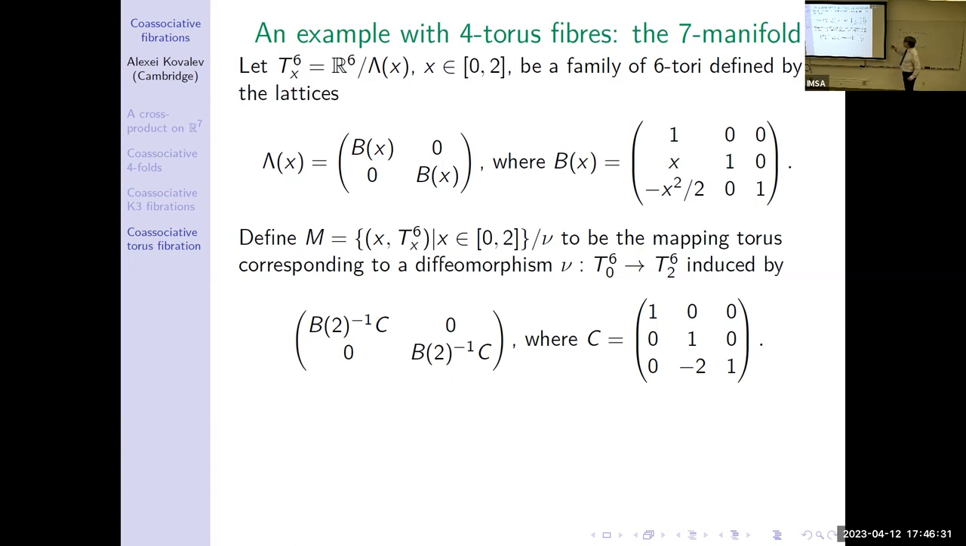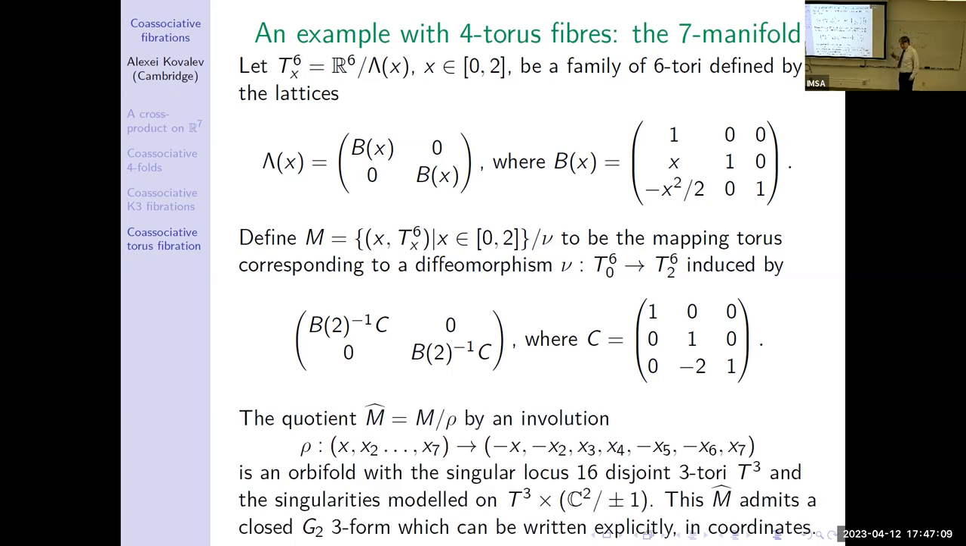The lattice will depend on X and will vary periodically with X. Actually, not quite periodically, but we'll just do this mapping torus. We glue T0 with T2 to make something, well, not quite a seven torus, but a mapping torus. It will be a compact, closed seven manifold. Now one can basically compare the lattice for x equals 0 and x equals 2 and see that the following six-dimensional automorphism will give a well-defined identification, so the mapping torus will be well formed.